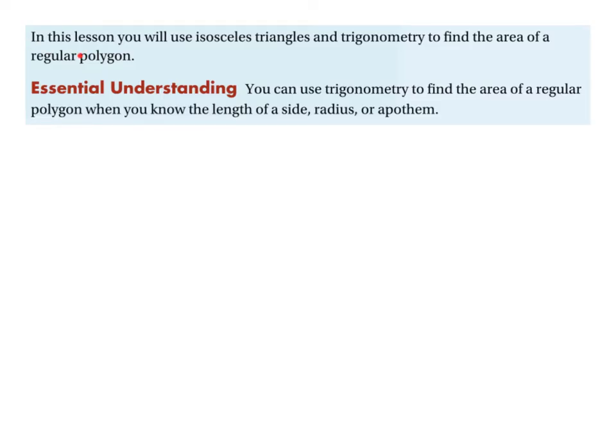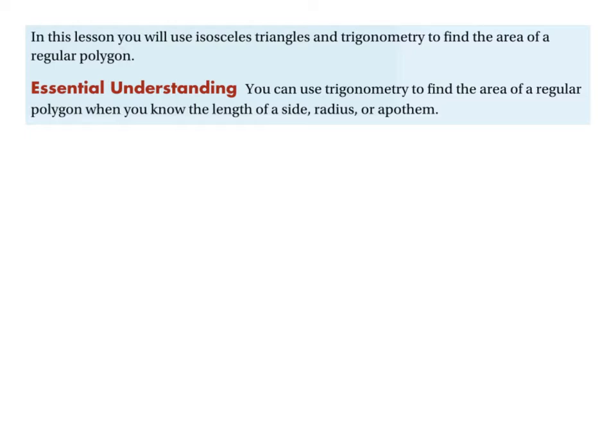Okay, so as it says here in this lesson, you will use isosceles triangles and trigonometry to find the area of a regular polygon. We're going to do an example problem that's like a warm-up, and you'll see that you're just using a whole bunch of things that you already know. Now, it says you can use trigonometry to find the area of a regular polygon when you know the length of a side, the radius, or the apothem. Typically, what we're going to be finding is length, because in order to find area, you're using length measurements.